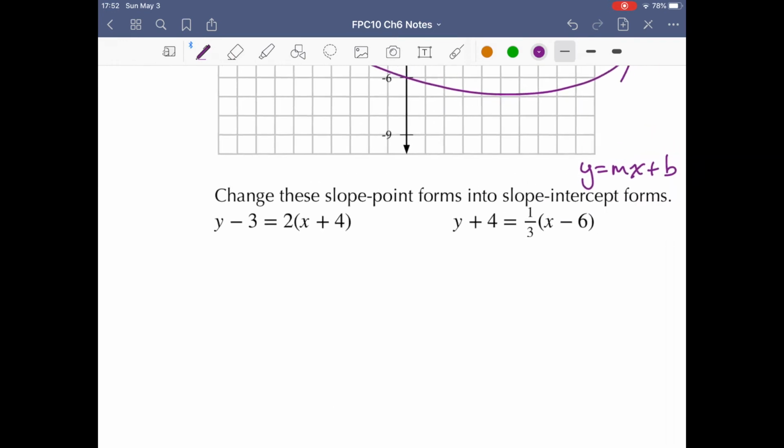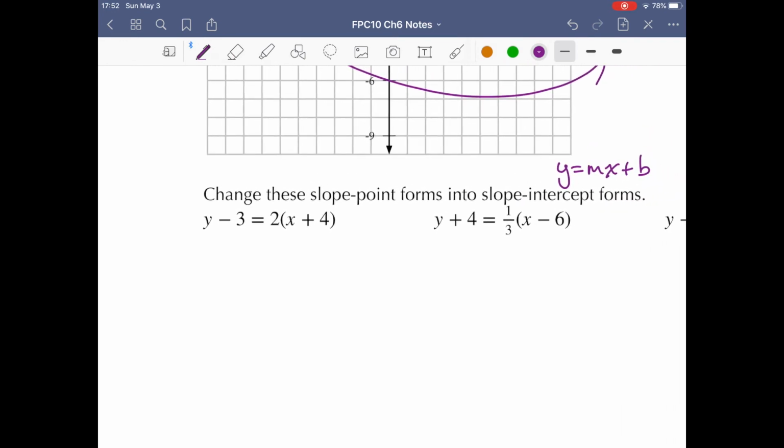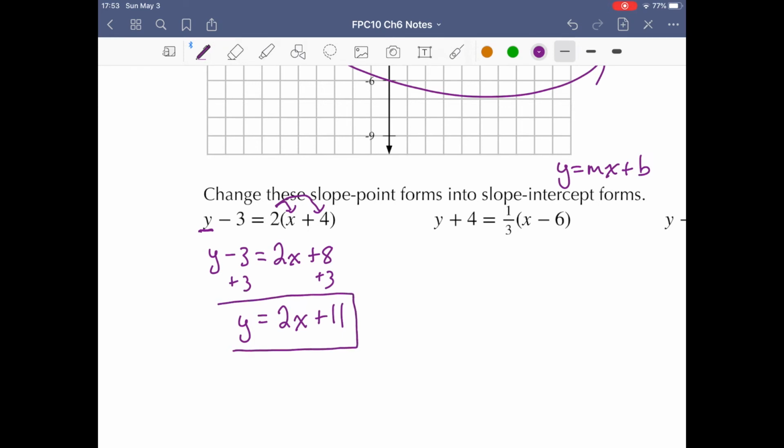So let's take this one out. And again, our whole goal is to isolate y. So let's simplify the right-hand side by multiplying the 2 into our binomial. So y minus 3 is equal to 2x plus 8. Now let's add 3 to both sides to get y is equal to 2x plus 11. We are done. Now it's in slope-intercept form.